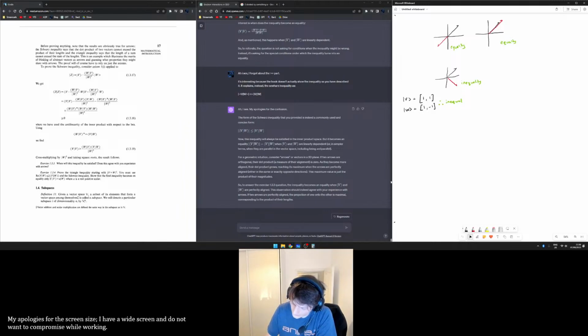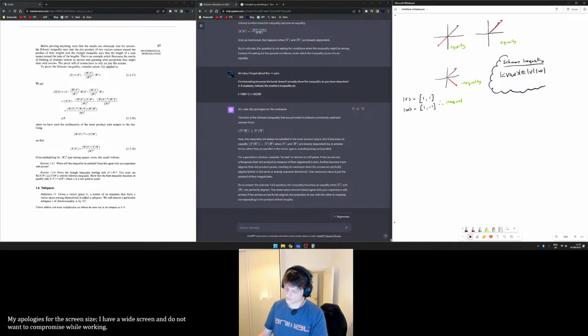Let's prove it. So, to make a note, the Schwarz inequality is the magnitude of VW is less than or equal to the magnitude of V times the magnitude of W. Let's see. Did I get that right? Maybe. VW. Yeah, we got it right. Cool.